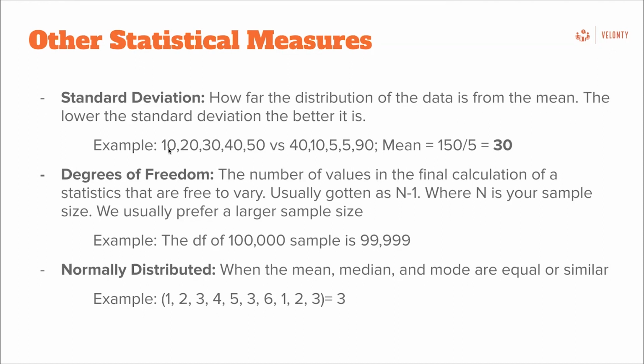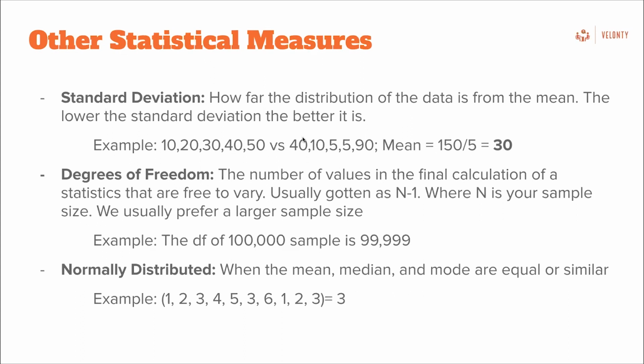So let's look at something like this. Look at example 1 data and example 2 data. If you add up all this first data together, it's going to give you 150. If you divide it by 5, that's the count, it's going to give you 30. So the mean is 30. Also, if you add these together, it's going to give you 150. If you divide them by 5, it's going to give you 30.